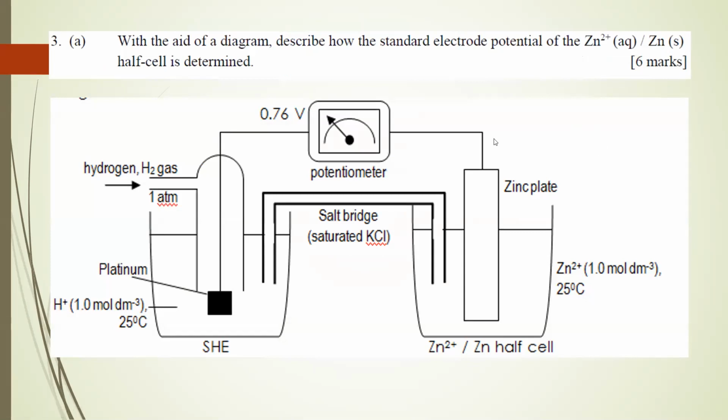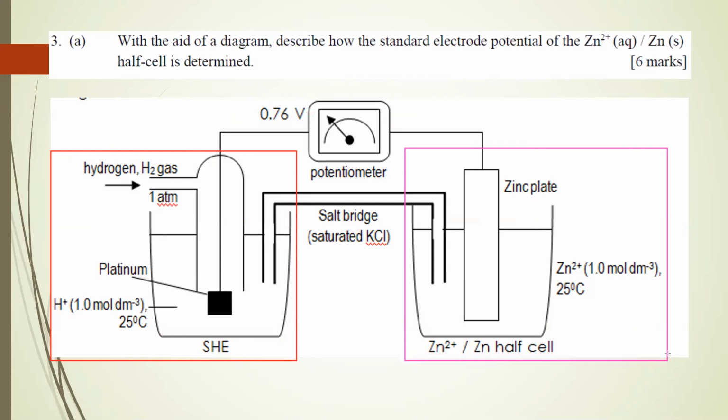Try your best to label everything. The first mark is for how to draw the setup of the half cell for the standard hydrogen electrode. The second mark goes to how to draw the standard electrode potential setup for zinc. So you must have a zinc plate immersed inside zinc sulfate at a concentration of 1.0 mole per decimeter cube at 25 degrees Celsius. As for the standard hydrogen electrode, you must use pure hydrogen at 1 atmosphere. So try your best to write what pressure it is.